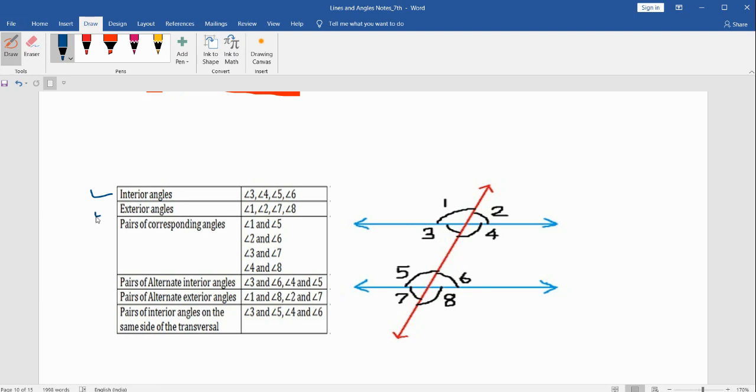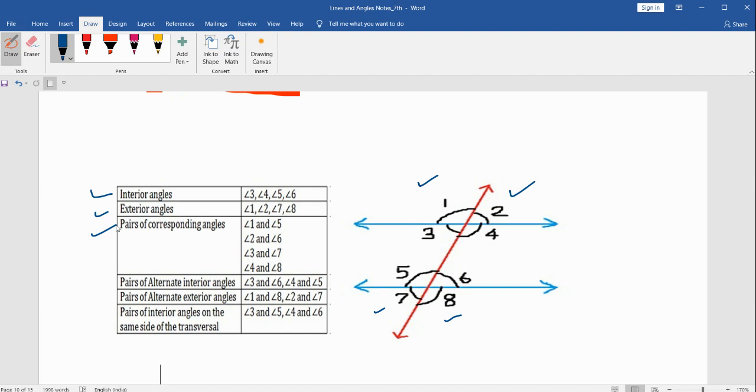Second one is exterior angles. There are certain exterior angles also. So naturally, this part is your exterior. So first, second, these two angles, and seventh and eighth, these two angles, are in the exterior part, and that's why they are called exterior angles. Simple. Now let's go ahead with pairs of corresponding angles.